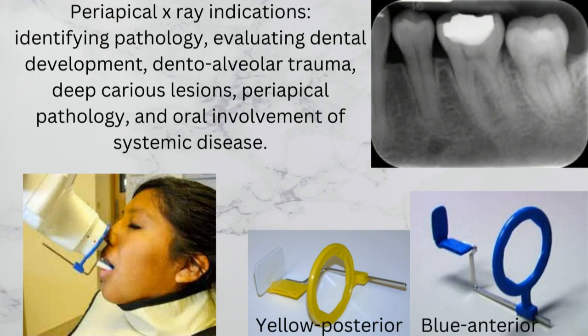We have two colors for the periapical. The yellow color is for the posterior teeth and the blue color is for the anterior teeth. And this is how you can position the anterior teeth. It should be as well, the line should be parallel with your long axis of the tooth. Each time the line should be parallel with the long axis of the tooth.